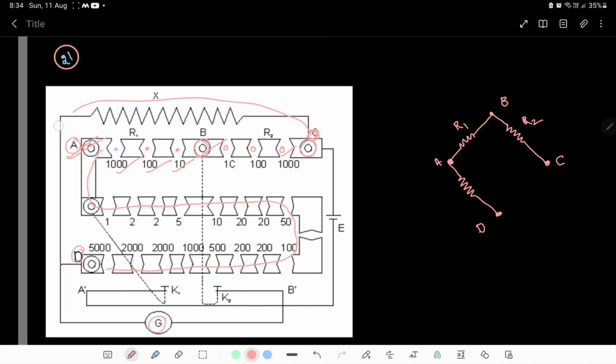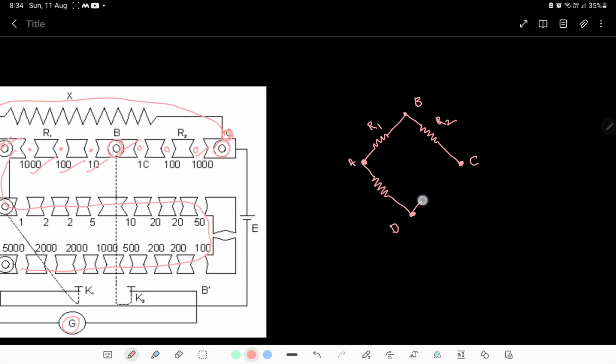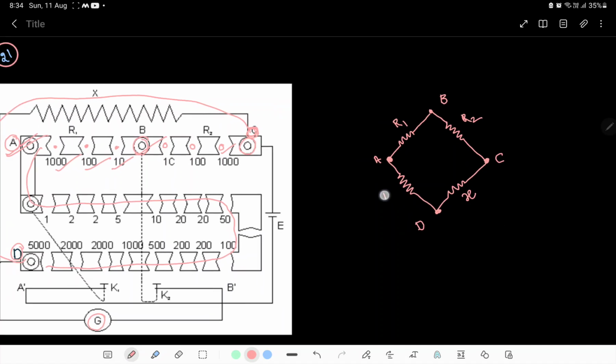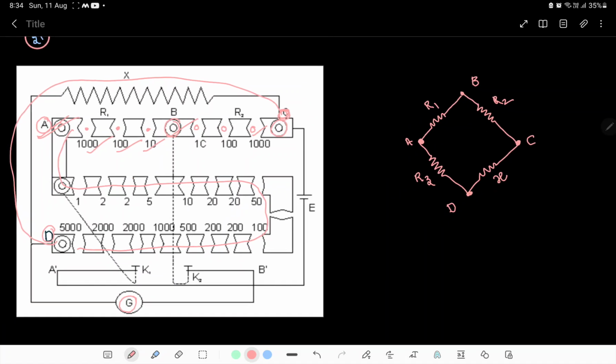Between C and D, we are going to connect this unknown resistance. So between C and D, we will connect one more resistance, which is the unknown resistance. Let's say X, and let's say the one between A and D is R3, right? And now between B and D, have a look here. Between B and D there is a galvanometer. Therefore we are going to connect a galvanometer between B and D, right?